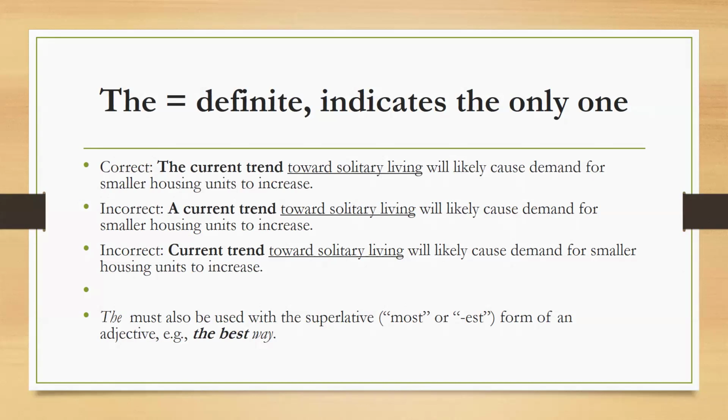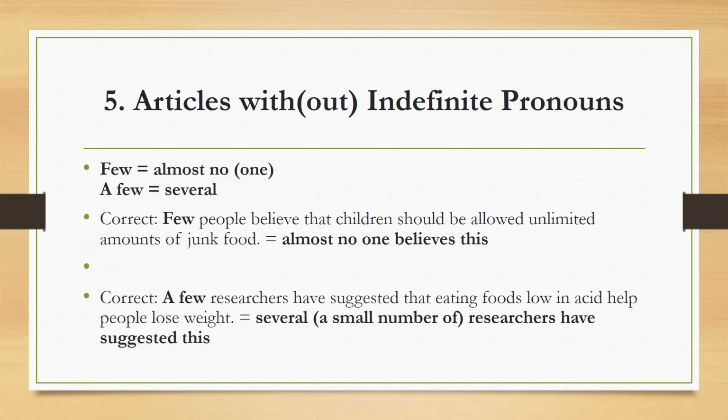You cannot say a current trend. A current trend is an indefinite article. You cannot determine the quantity. There, you are sure of the quantity. Then the third example, current trend towards, you bring no article at all. That's a disaster. The must also be used with a superlative, the most or est form of an adjective. Example: the best way, the modern way, the better way. Okay.